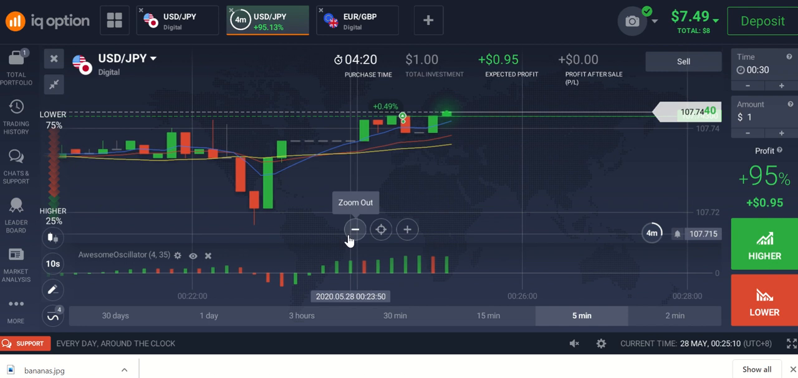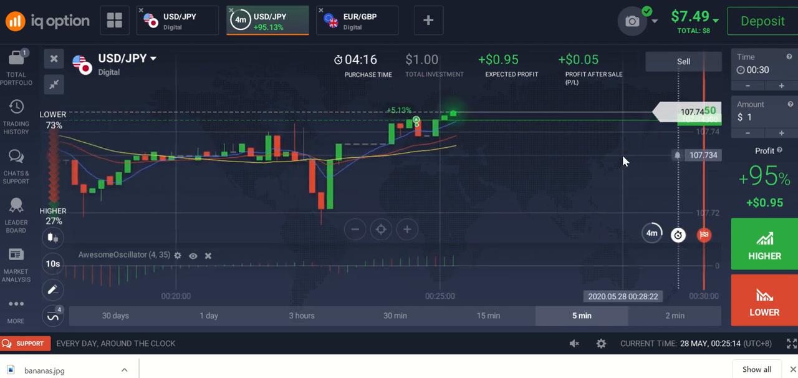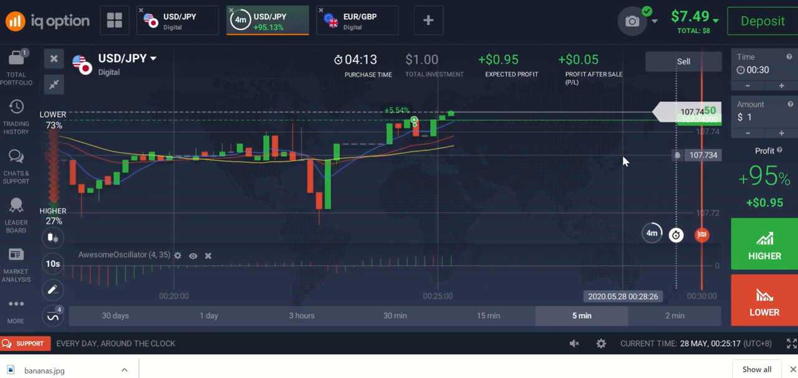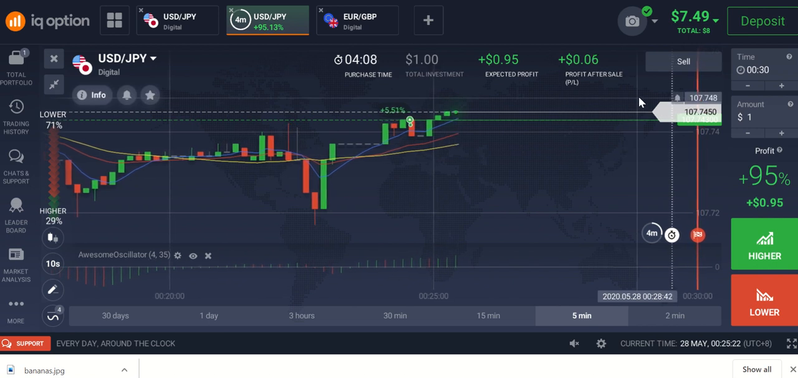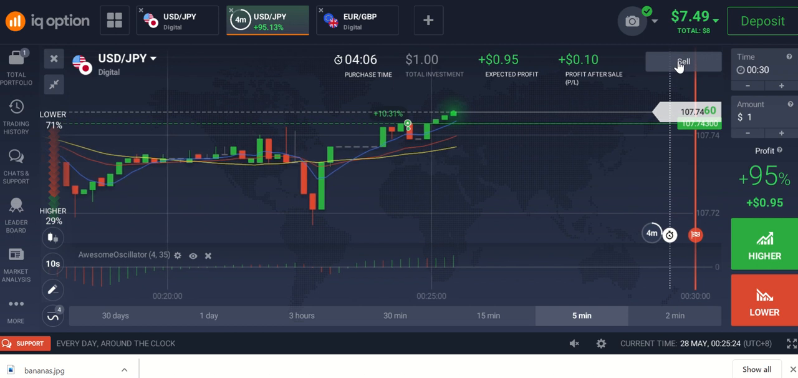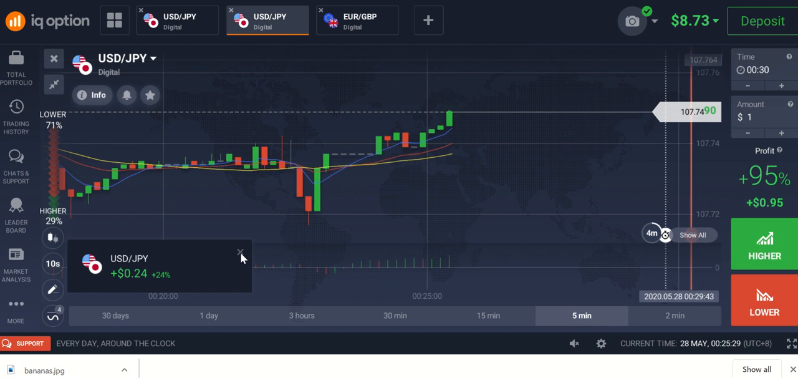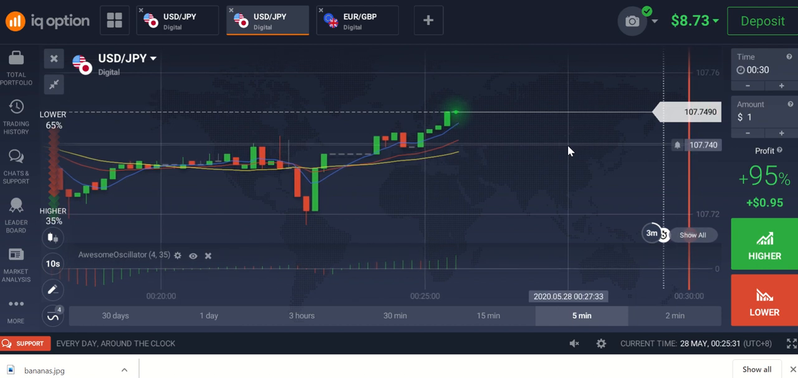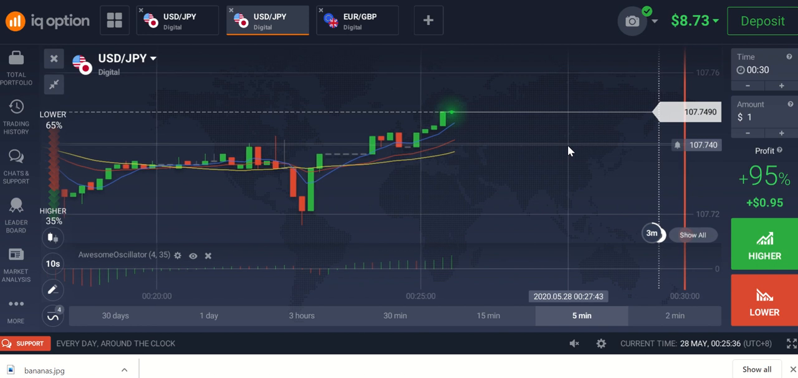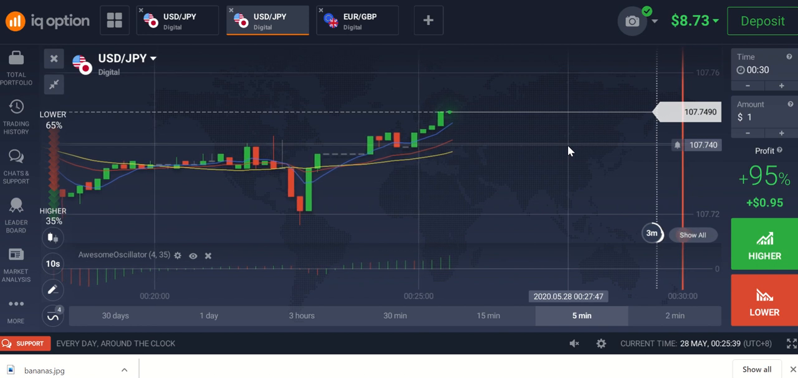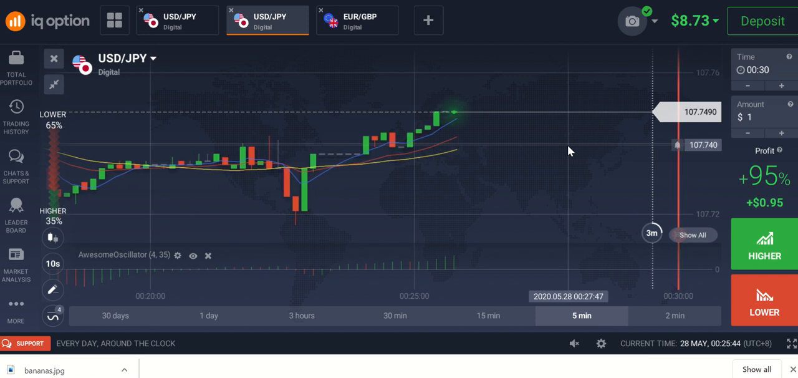Okay. 5%. 10%. Okay, let's take profit. Right. So imagine if you're already trading large amounts there. Let's say $100. Right. So that's a good $10 right away per trade.